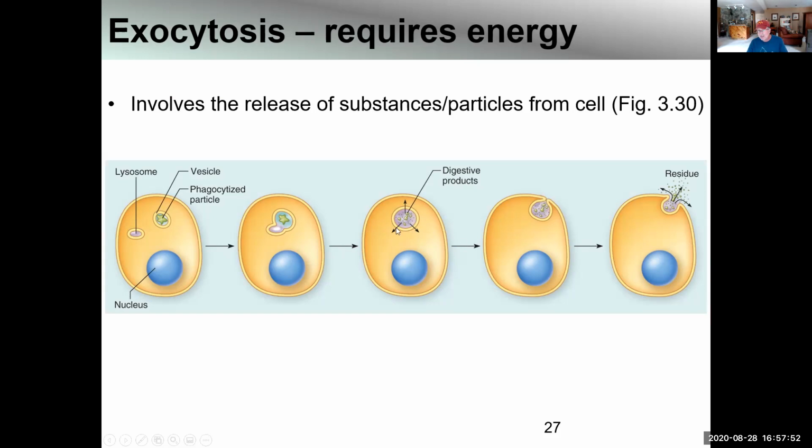That vesicle containing the undesirable byproducts of that digestive process then moves toward the cell membrane, merges with it, and expels the residue. Note what happens to the outer vesicle. It becomes part of the cell membrane. Isn't that interesting? So that's exocytosis.